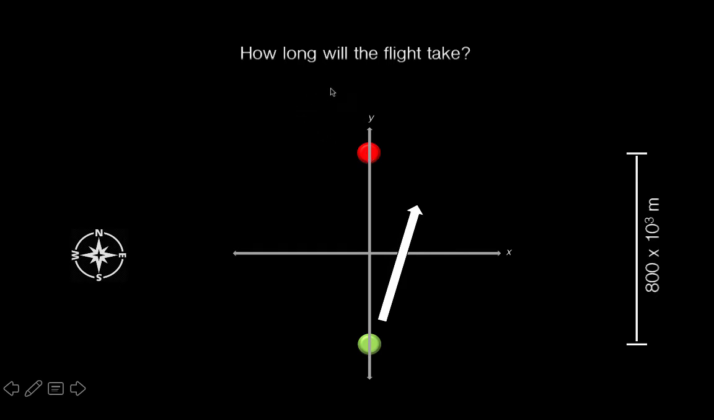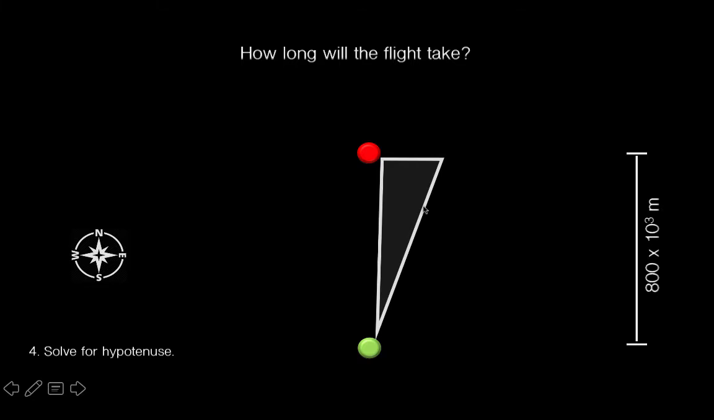Now the next question is, how long will this flight take? To answer this, let's first solve for this hypotenuse. This hypotenuse is the distance. It has nothing to do with the vectors that we calculated earlier. We're given this side length, which is 800 times 10 to the third meters. It's the distance between the starting point and the destination. We're given this angle, which is 7.7 degrees. First we want to solve for this hypotenuse, and then using this distance, we can use the distance and time formula to solve for the time.